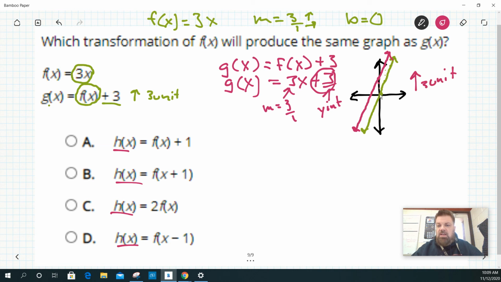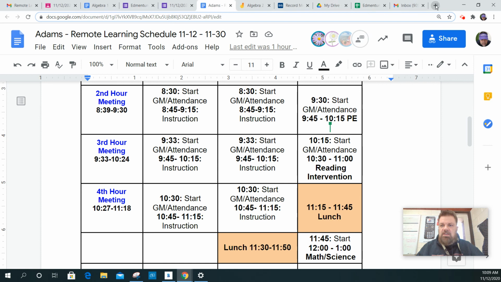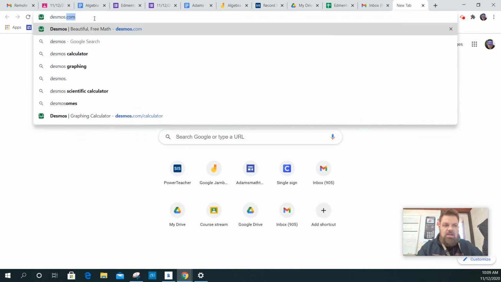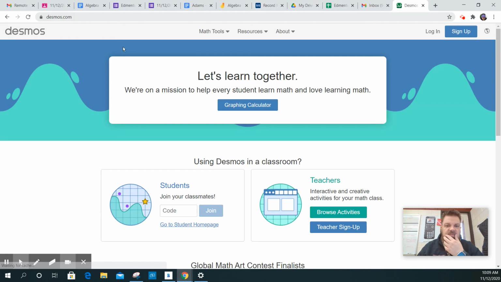But you might say, well, can I shift to the left or right? Remember that horizontal shifts are done inside the parentheses, and usually it's the opposite. So let's look at this real quick on a graphing calculator. I'll try to do this quickly because I want the video to be quick and I don't want to overwhelm anybody.